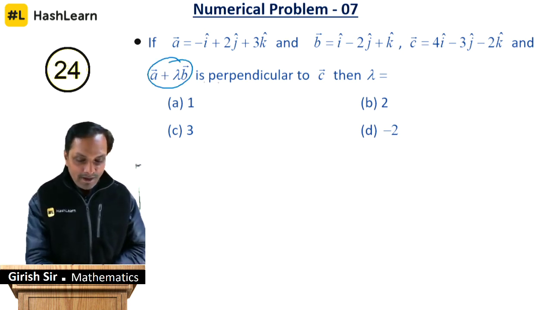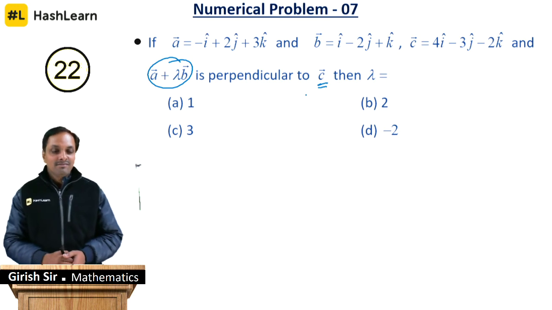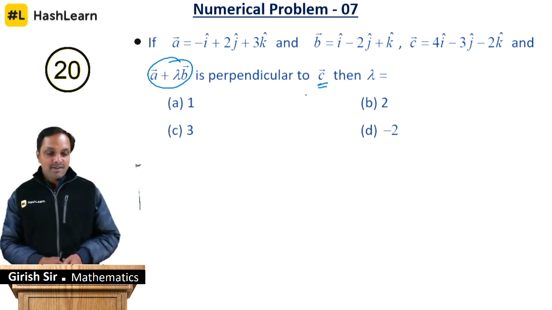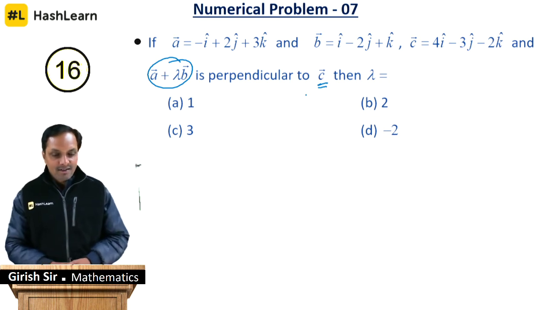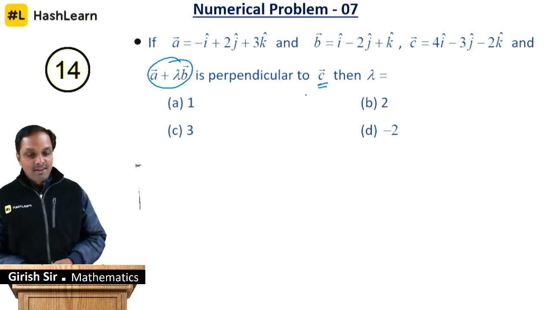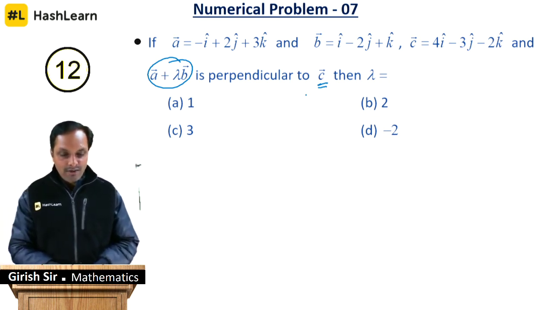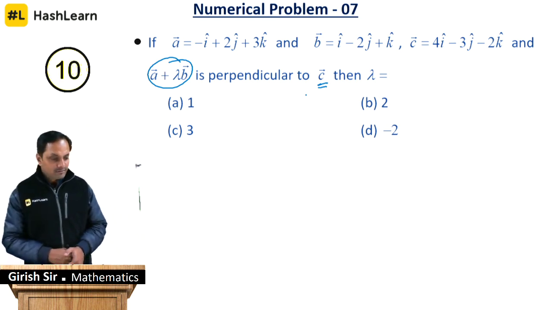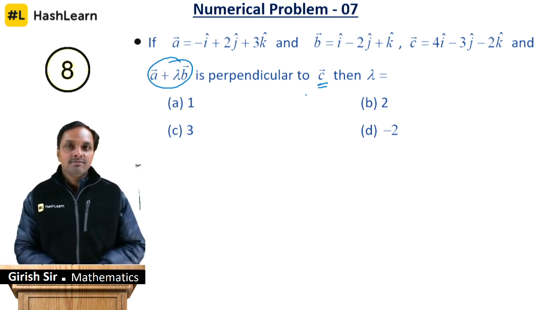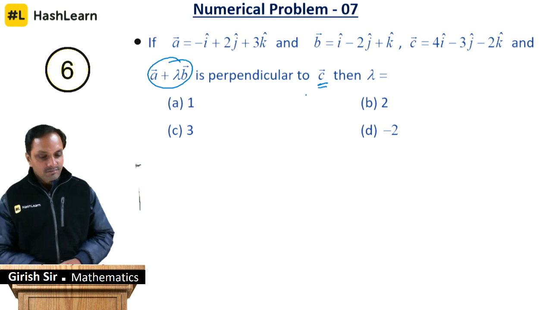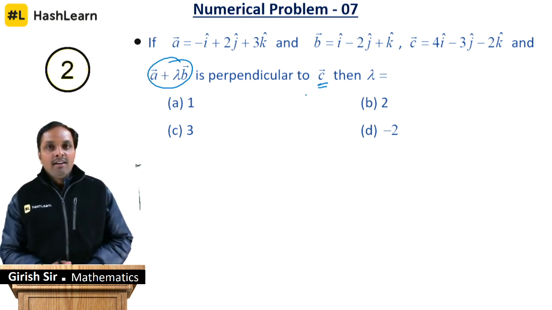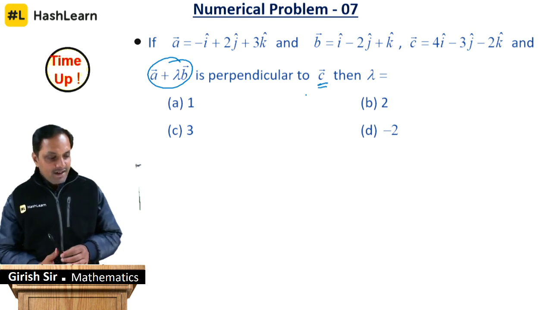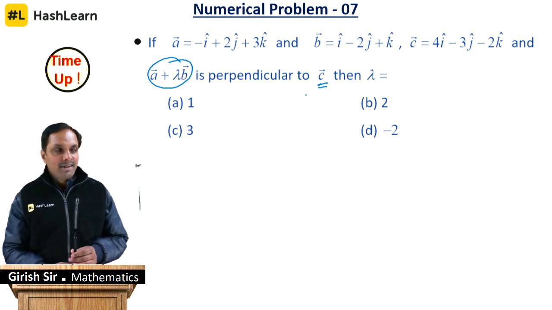This vector a plus b times lambda is perpendicular to c. Then what should be your lambda value? Your time is up.